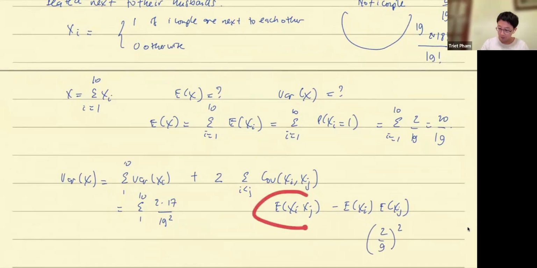What about this? This again is the probability that xi equals 1 and xj equals 1. What is that? What's the probability that the i couple and the j couple are next to each other?